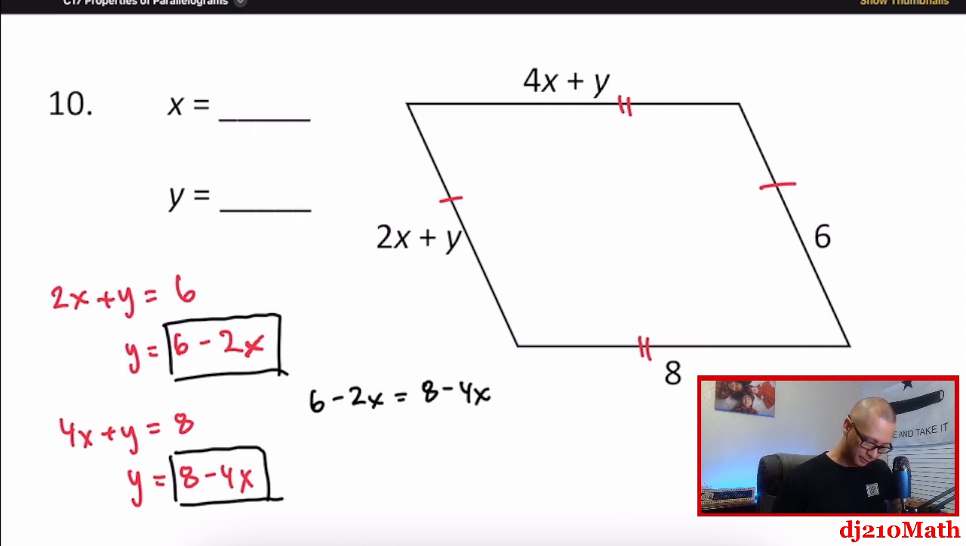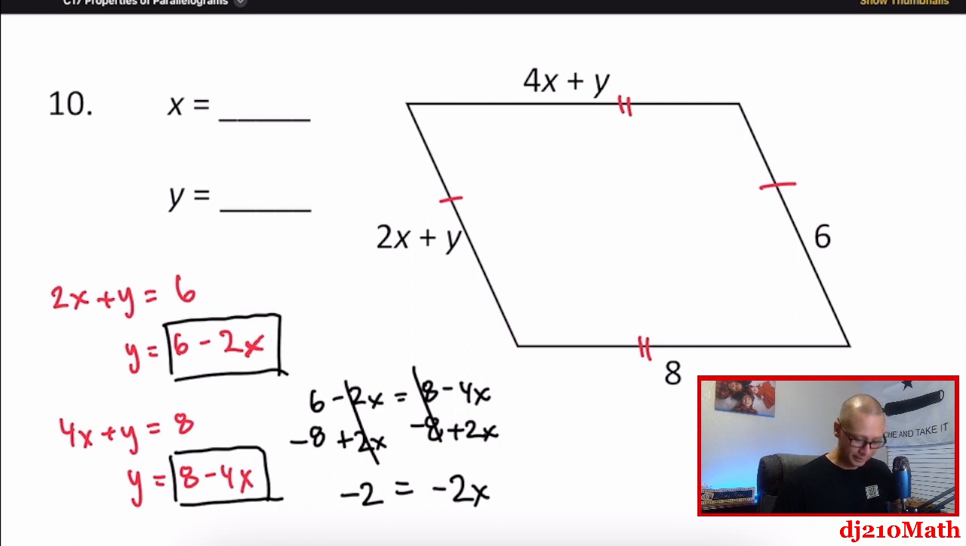Now we've completely eliminated the y's, so we're definitely getting better here. If I add 4x to both sides and subtract 6, left-hand side I'm going to get negative 2, right-hand side I'm going to get negative 2x. So x is equal to positive 1.